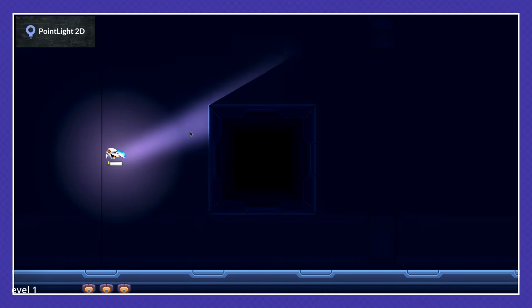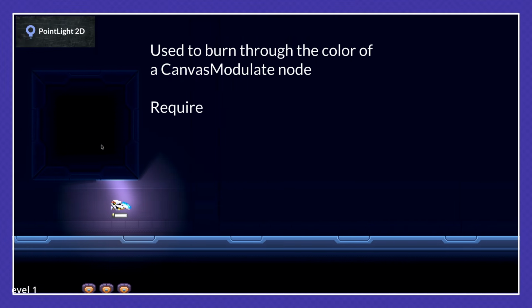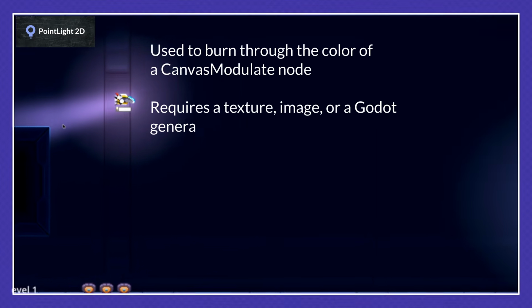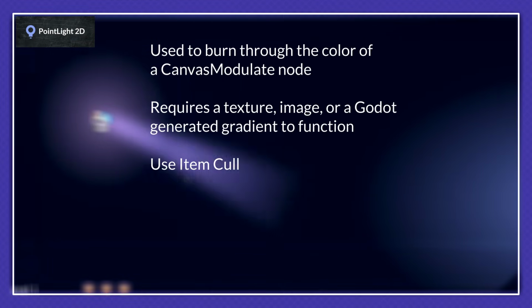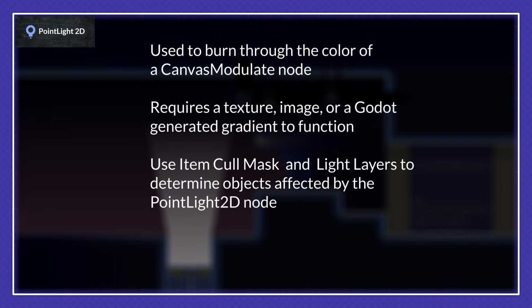Point Light 2D is used as a light to burn through the color of the Canvas Modulate node. It requires a texture, image, or Godot generated gradient to function. You can determine which objects can receive light from any Point Light 2D node via the item called mask and by setting a light layer for the object that is affected by the Point Light 2D node.